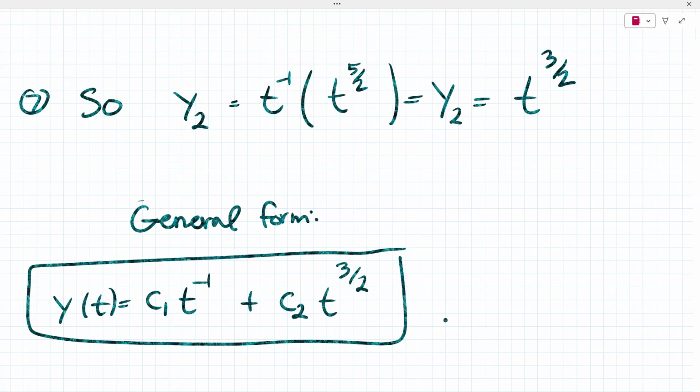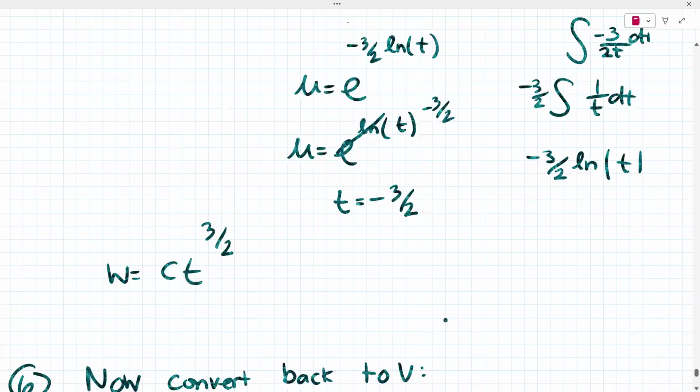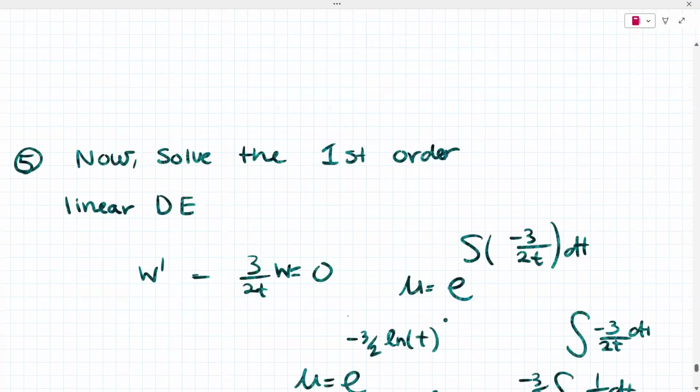Okay, we'll do more of these problems in the next lesson. I was just giving you a brief introduction to what happens when your coefficient is no longer constant. Okay, we're going to stop here.